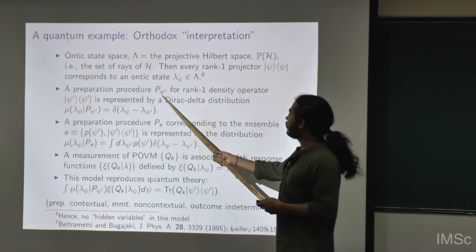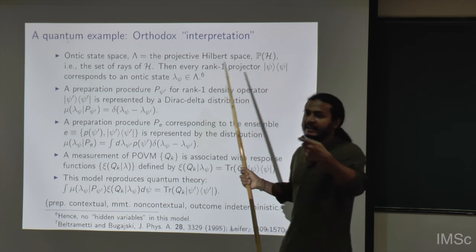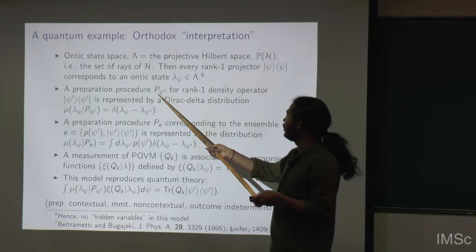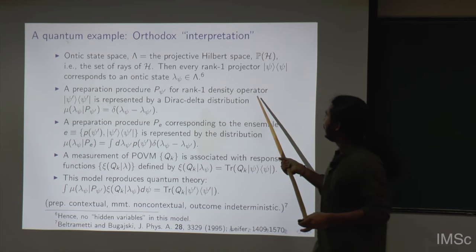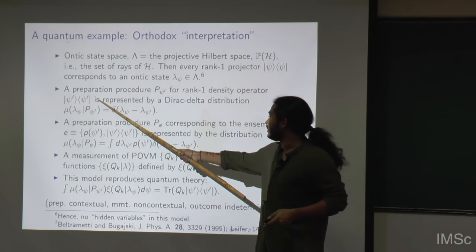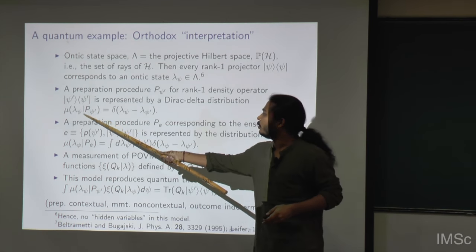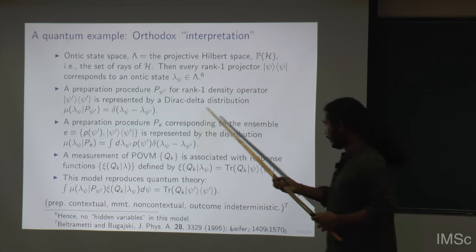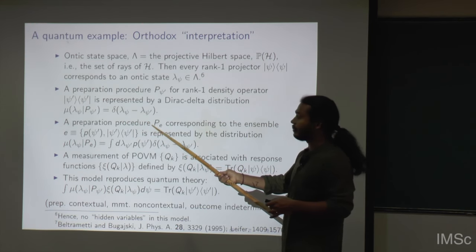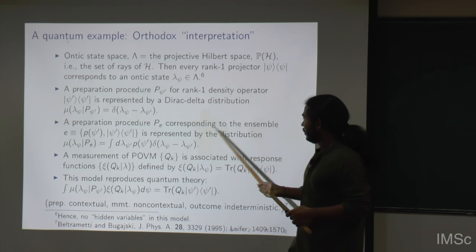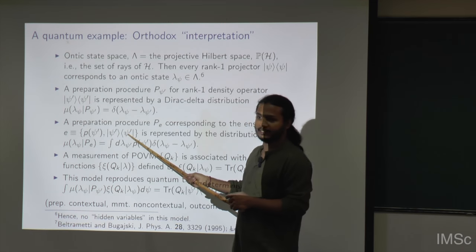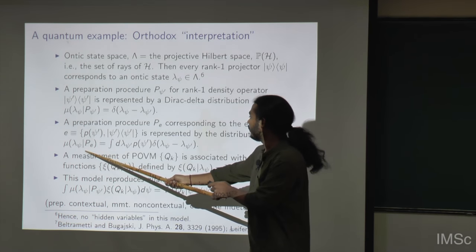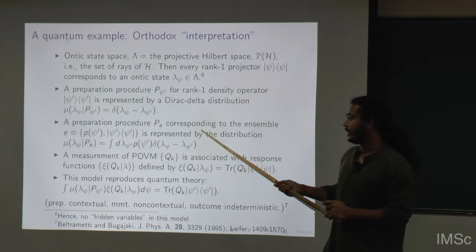Okay, and you think of a preparation procedure. I'm just stating it in this framework, the same thing. So I think of lambda as just the projective Hilbert space. A preparation procedure for a pure state psi prime, a rank one density operator, is just a Dirac delta distribution over the set of pure states. So this just picks out the pure state you want to prepare. And when you're preparing a mixed state, an ensemble, for example, a set of pure states psi prime, each with probability p psi prime, this is represented by just the convex mixture of these Dirac deltas, right?